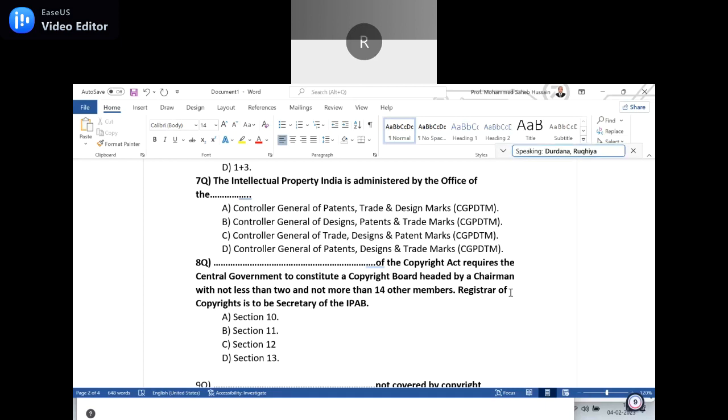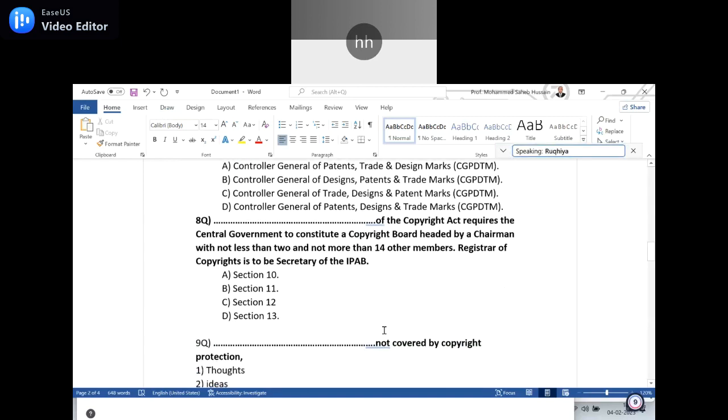Is it Appellate Board or Advisory Board? Advisory Board, sir. Maybe. There might be two possibilities. Even I myself am not sure, I also guessed. To verify it, we have to go back to the point. Anyway, you decide whether IPAB is the Advisory Board or Appellate Board. It is Appellate, sir. Okay.